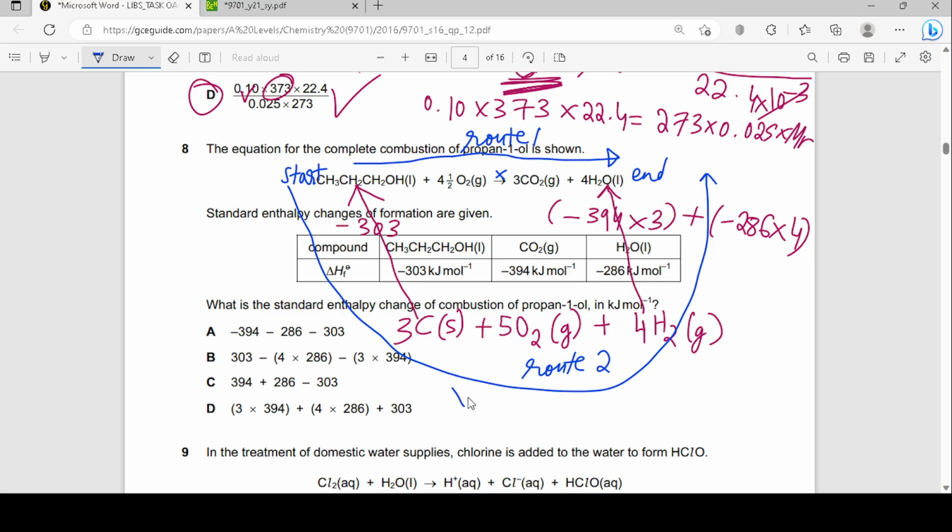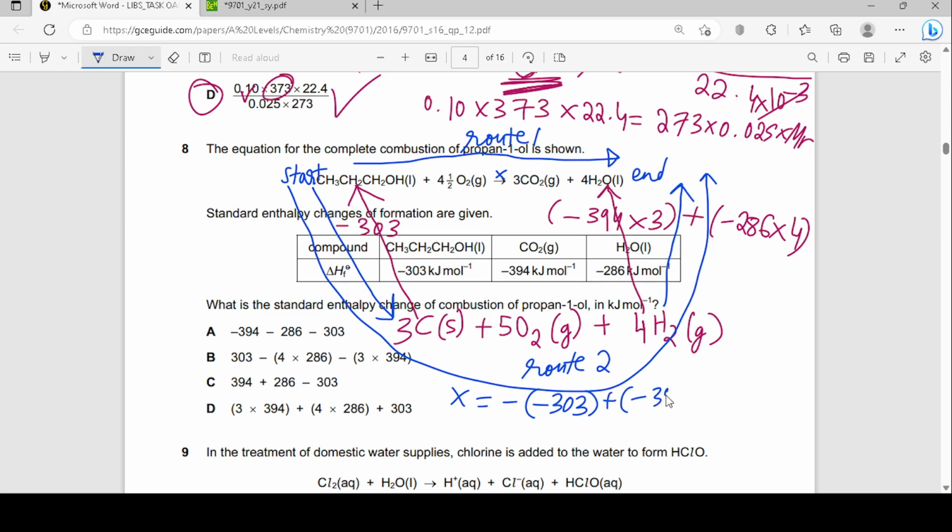So X, this one, equals, now over here I'm going against the direction of the arrow, right? So I'm going to make it minus 303, okay? Then here I'm going with the direction of the arrow, so I'll just keep it as plus. You don't need to change the sign.